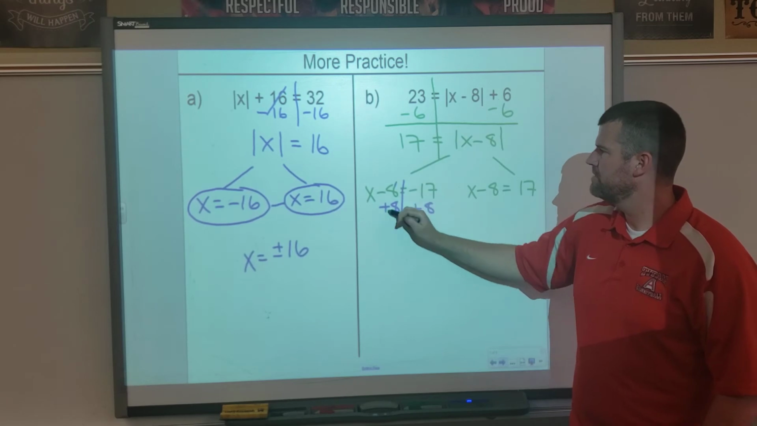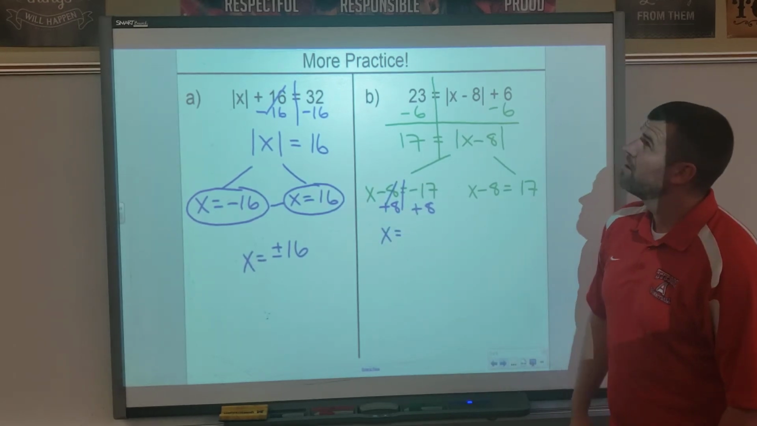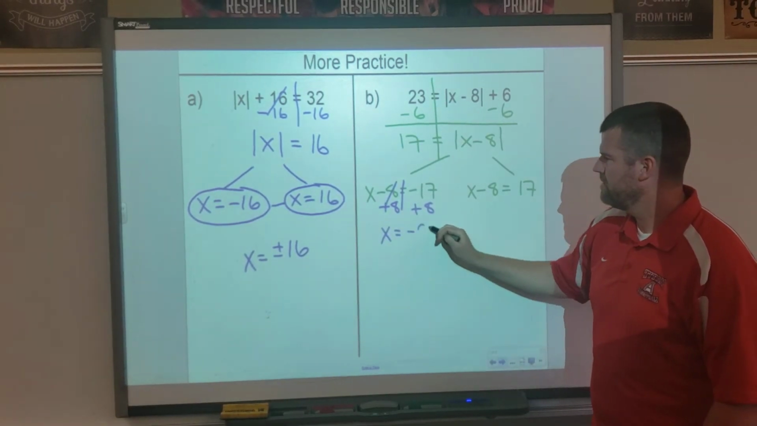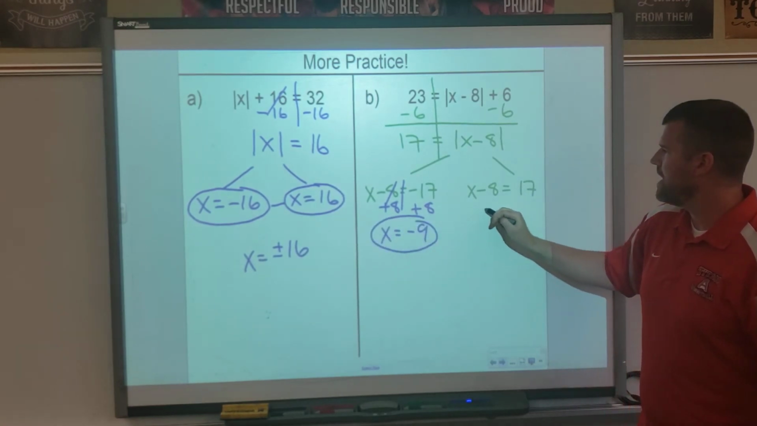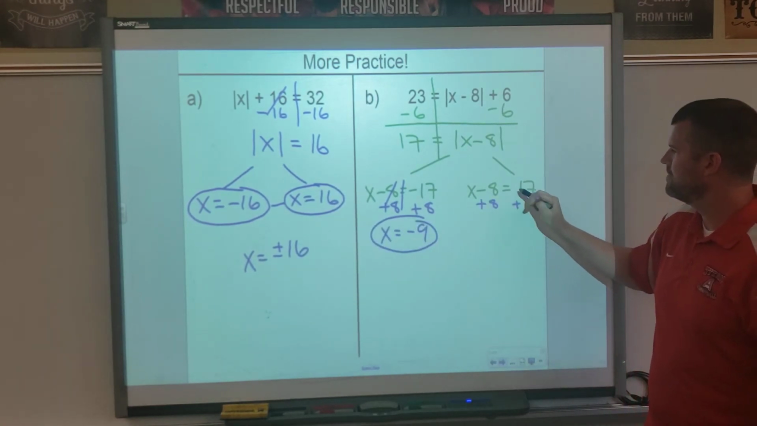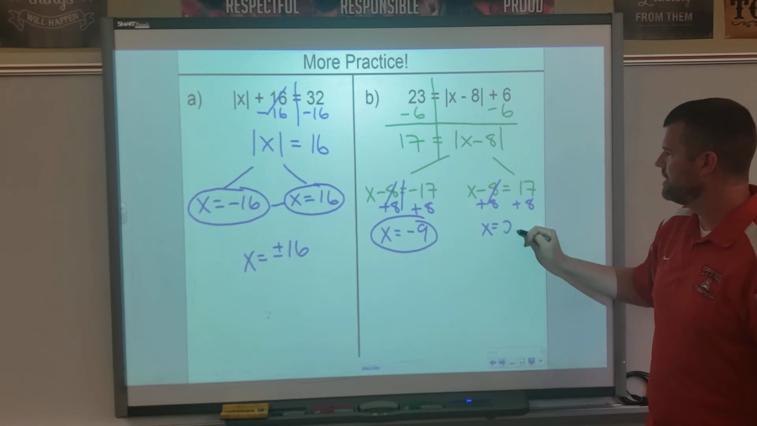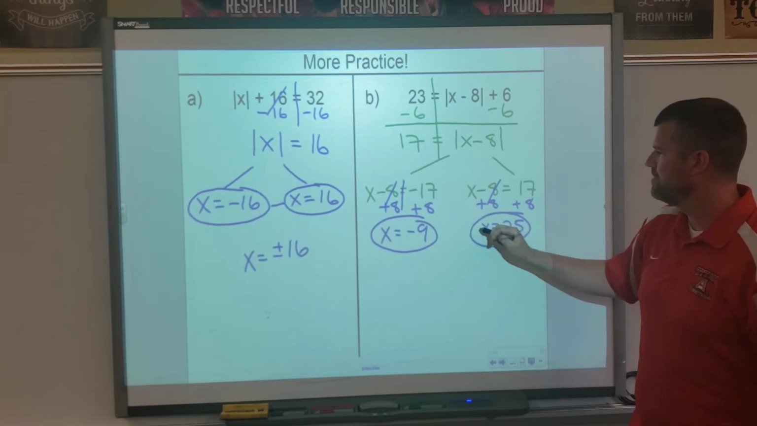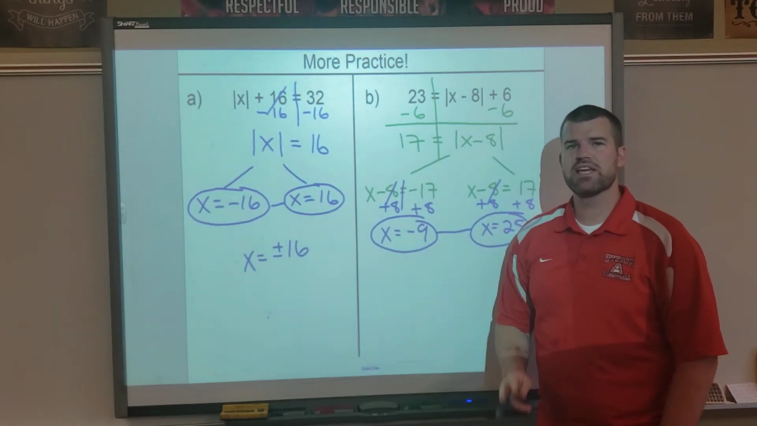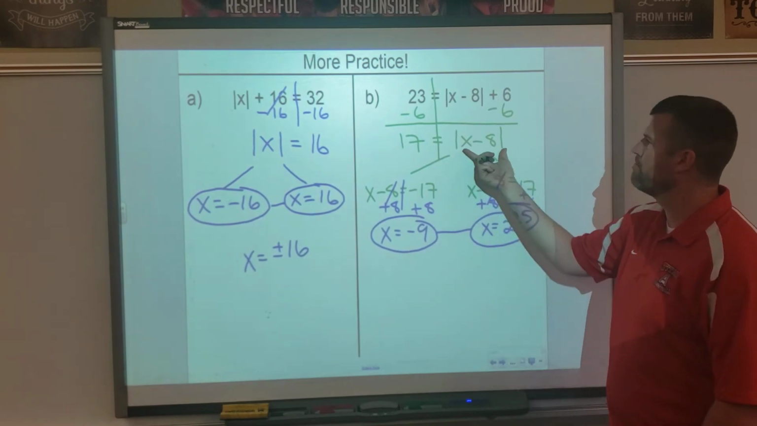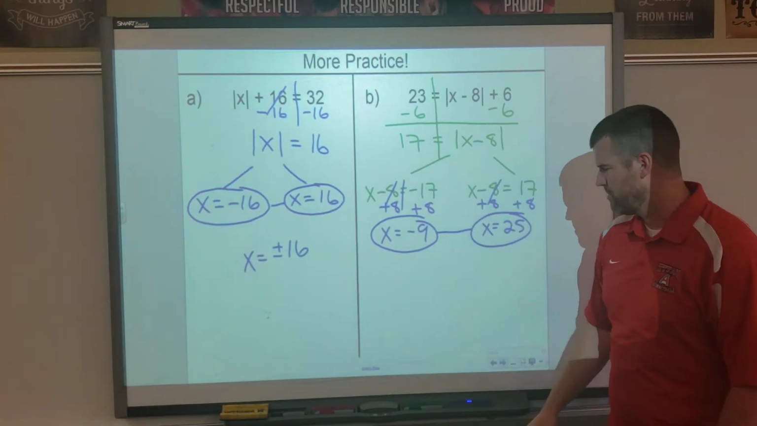Add 8, negative 9, and add 8, 25. So again, most of these problems we get 2 solutions as long as our bars equal a positive number.